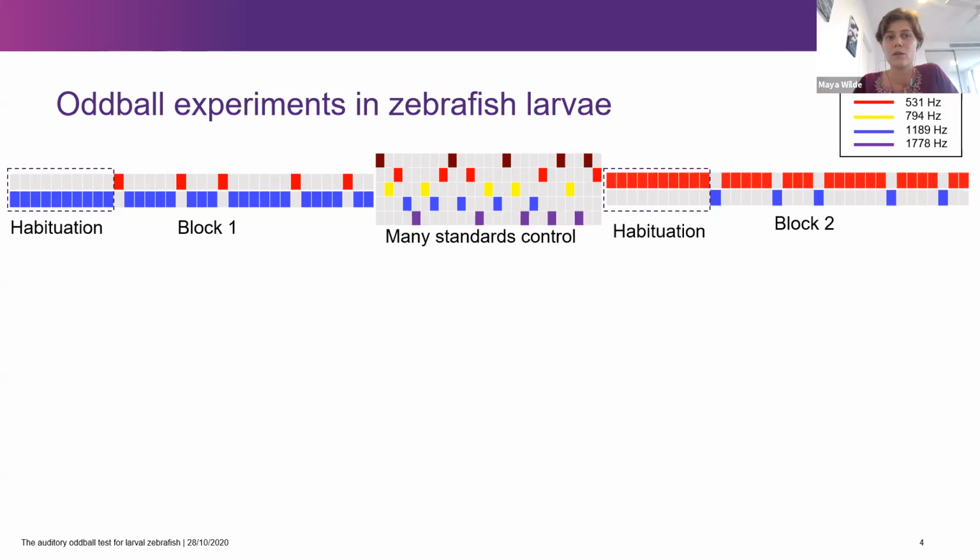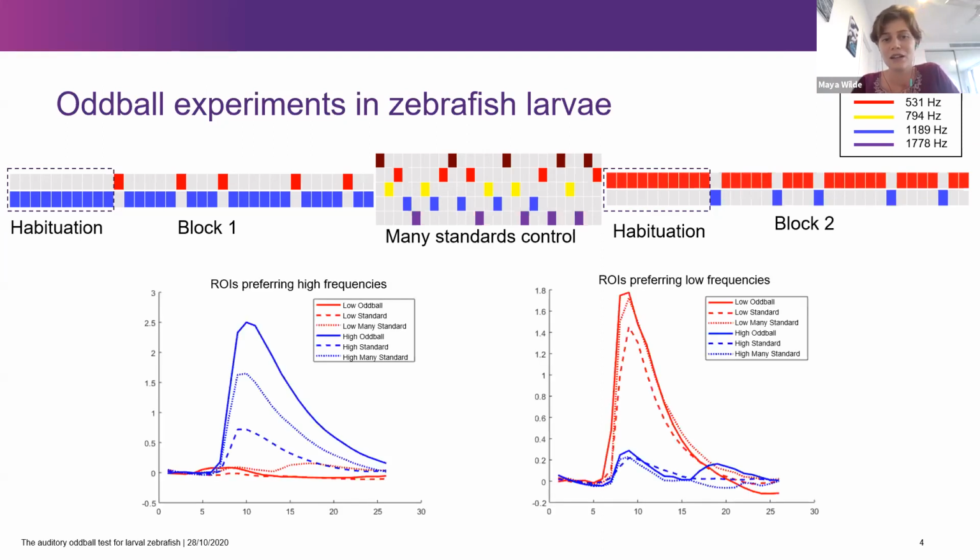Then, rather than comparing the response to 2 different tones of different frequencies, I compare the response to the tone of the same frequency when it is an oddball versus when it is a standard tone versus when it's in the control block. And then separately, I compare the overall responses to what are here the blue and red tones. Separating the ROIs into those that respond preferentially to the higher pitched one versus the lower pitched one, you can see the average amplitude of the responses depending on what the status is of that tone in the different blocks of the stimulus period.